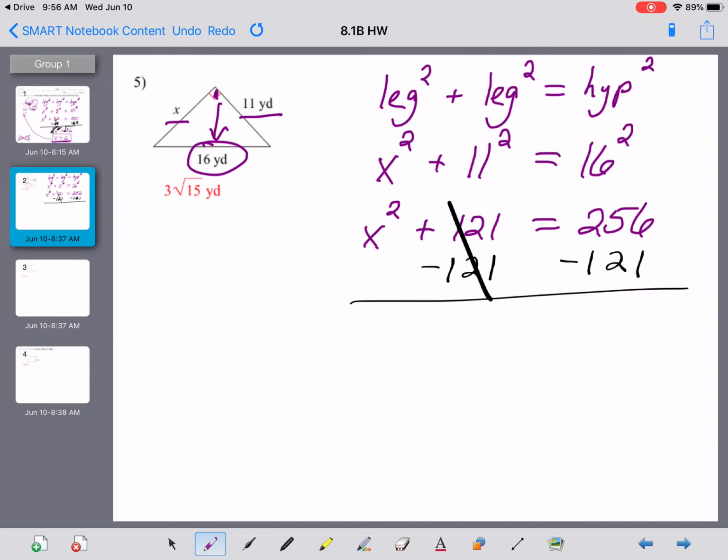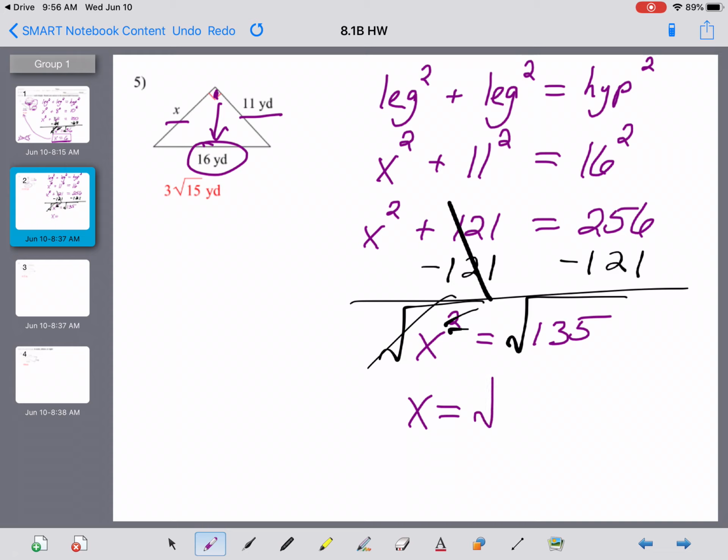Those two cancel, and we now have x squared is equal to, looks like it is going to be 135 now on the right-hand side. We undo this square by taking a square root on the left, and we balance that with a square root on the right. The square and the square root cancel, so we're going to get x equals.